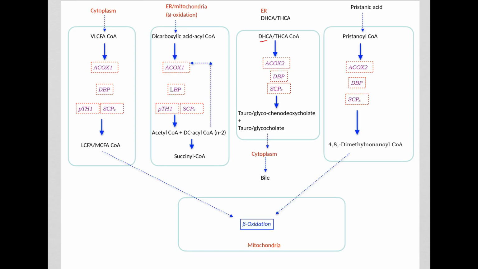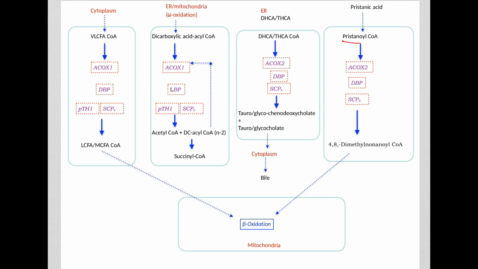For the bile salts, the side chain undergoes beta-oxidation, and then it is converted into the bile salts, tauro- or glycochenodeoxycholate, as well as tauro- or glycocholate. These bile salts are then transported out into the cytoplasm from the peroxisomes and eventually come out into the bile, and this is predominantly carried out in the liver.